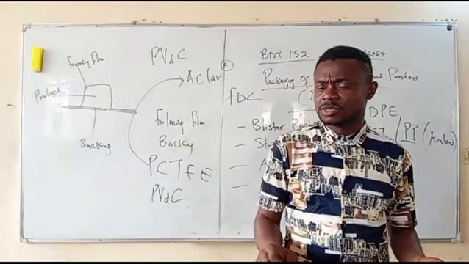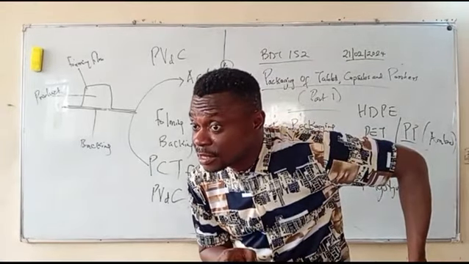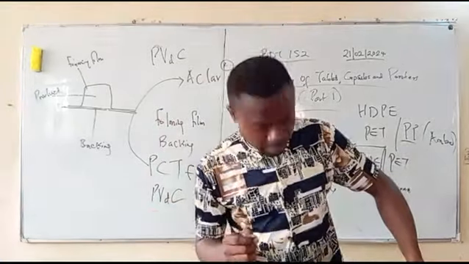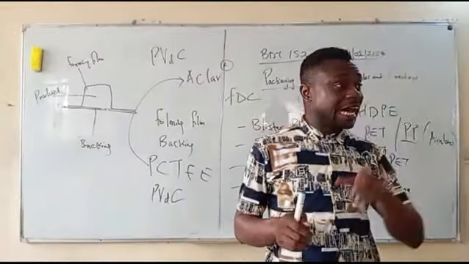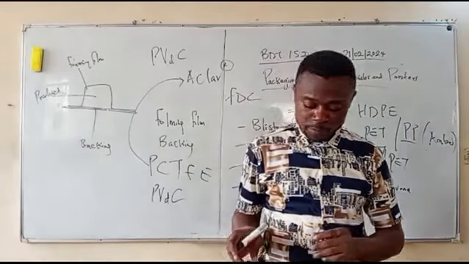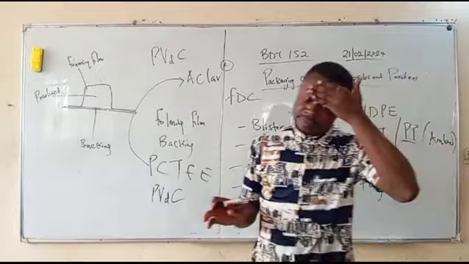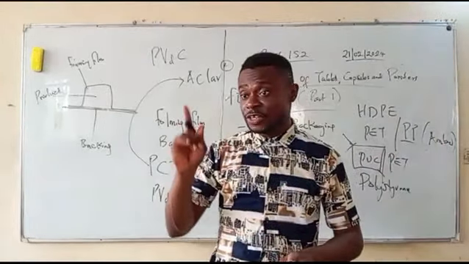Now, there are three steps involved in the formation of a blister. Okay? Three steps. The first step is what? Thermoforming. The second step is what? Filling. And the third step is what? Sealing. So what happens in thermoforming?